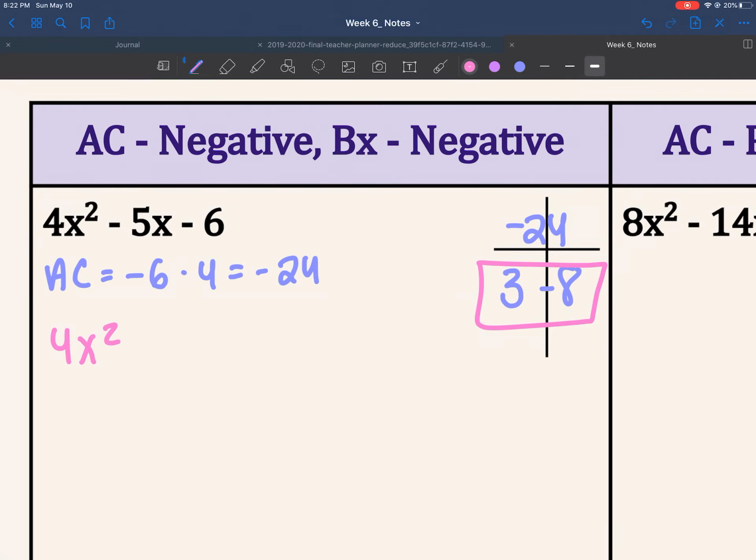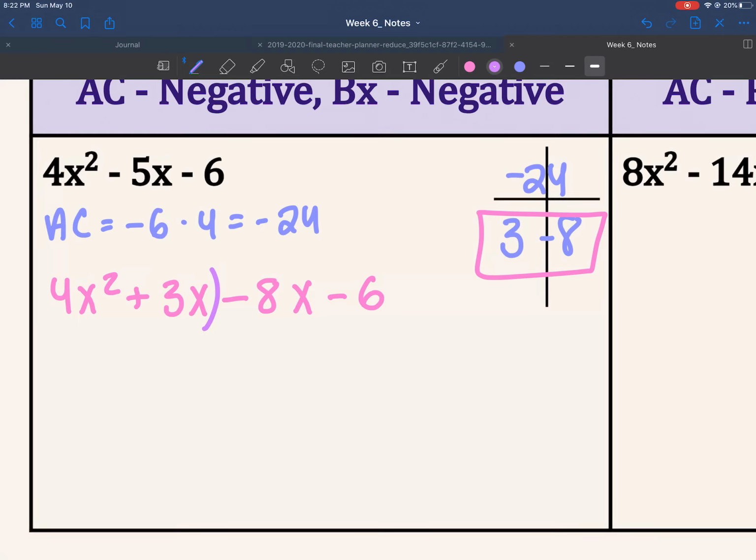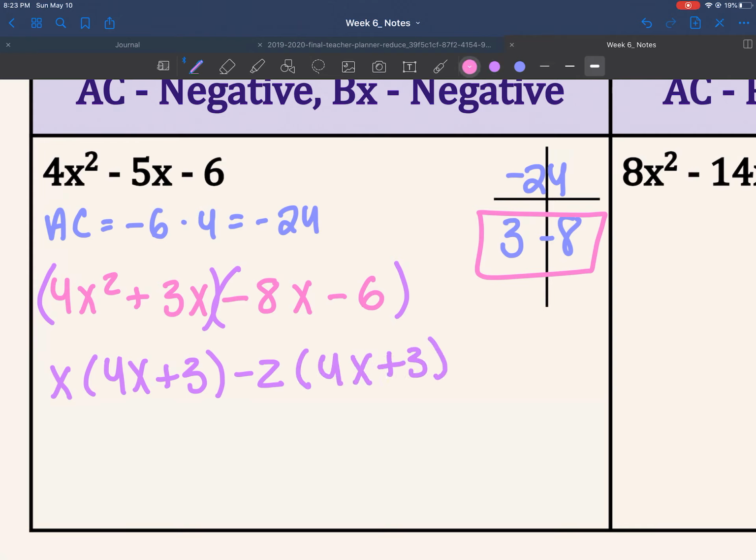So 4x squared plus 3x minus 8x, then minus 6. Again, I'm going to split these up. The only thing I can pull out from my first group is an x, so we get 4x plus 3. And the only thing we can pull out from the second group is a negative 2. Notice they're both negative. And we get 4x plus 3. So, same thing, same terms. So then finally, it would be x minus 2 times 4x plus 3. That's our answer.